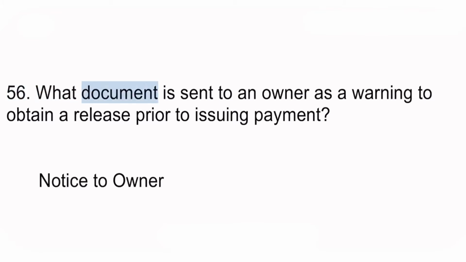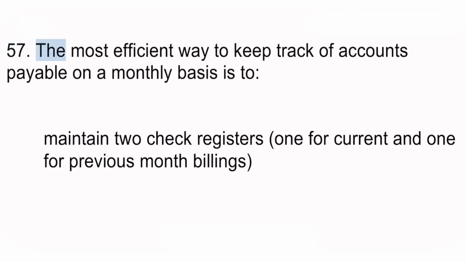56. What document is sent to an owner as a warning to obtain a release prior to issuing payment? Notice to owner. 57. The most efficient way to keep track of accounts payable on a monthly basis is to maintain 2 check registers, one for current and one for previous month billings.